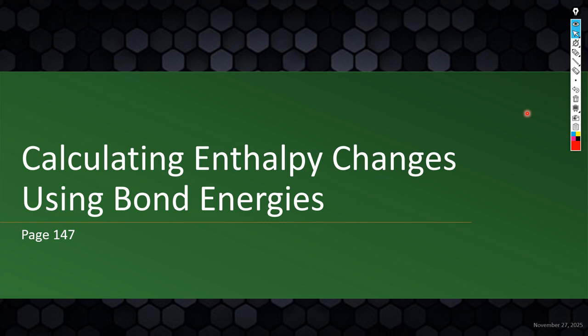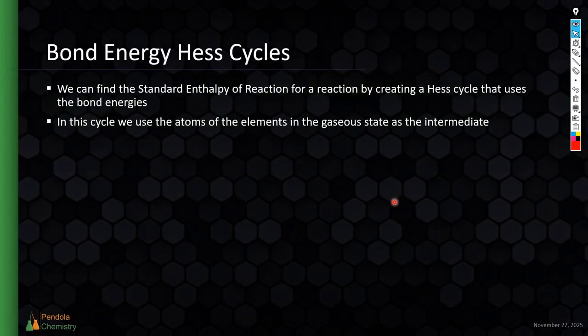Now, just like with enthalpy changes, we can do Hess cycles with bond energies. And that's mainly what we're going to look at today. So, we can actually find the standard enthalpy of a reaction by using the idea of bond energies and a Hess cycle. In this cycle, we use the atoms in the element as the gaseous intermediates.